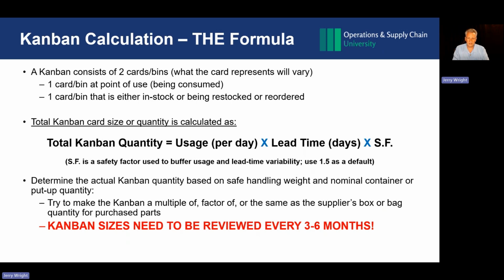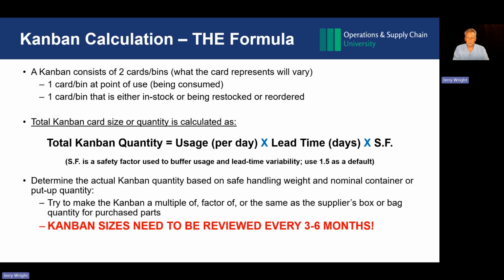Total Kanban card size or quantities for one Kanban is this: usage per day times lead time in days times SF, or safety factor. Safety factor is used to buffer usage and lead time variability. We use 1.5 as a safety factor that represents 50% safety stock.